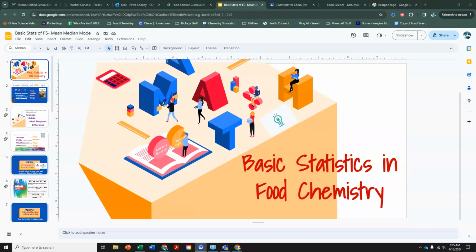This one today is just about the basic statistics in food chemistry. So, chemistry can be and has been a very math-heavy course. I don't want it to be that way here. However, there are some mathings that we have to do, and these are the most basic that we're going to be using in the labs coming up as far as using our equipment that we learned about. So we're going to go through the basics.